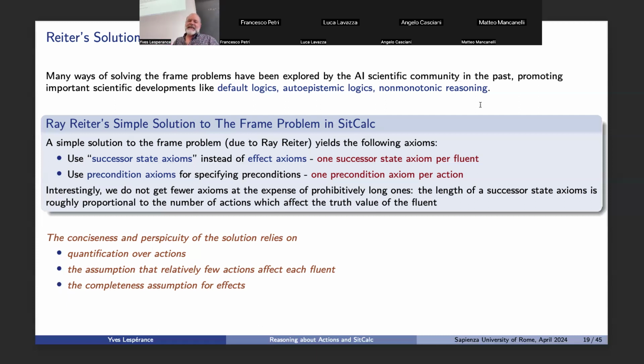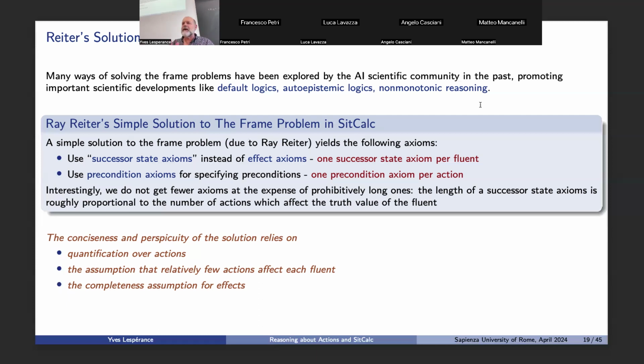So basically, these logics are not straightforward, and the reasoning in them is complicated. The definitions of consequences are complicated, and so on. But as I say, people have really tried to use these things and develop them to deal with the frame problem.